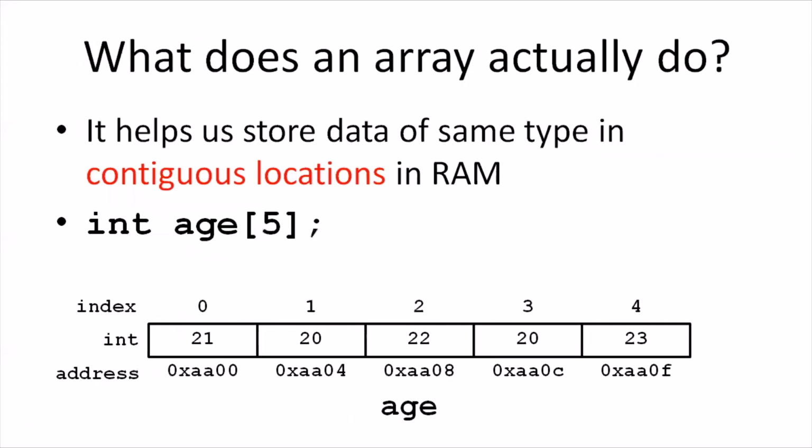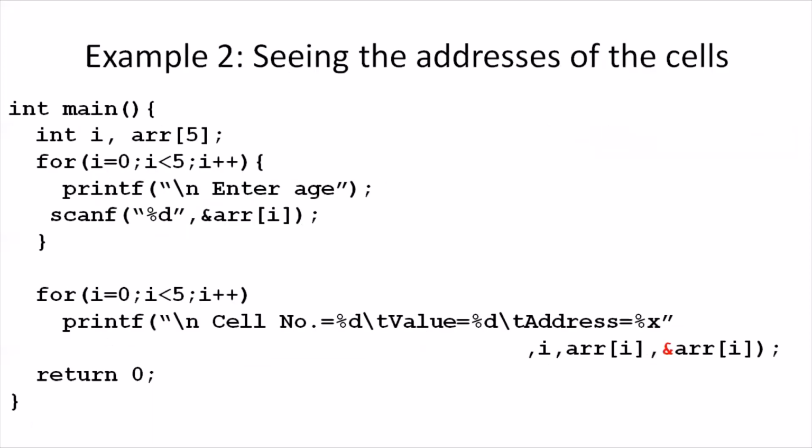Now, I said earlier that cells in an array occupy contiguous positions. Let us consider another example to see if the claim actually holds true. In this example, the first part of the code simply creates the 5-celled integer array age and stores the data in it. The next part is responsible for displaying the cell number, value of the cell, and the address of the cell. So, when the loop executes for I equal to 0, the cell number displayed is 0 and the value stored in it gets displayed along with the address of the 0th cell.